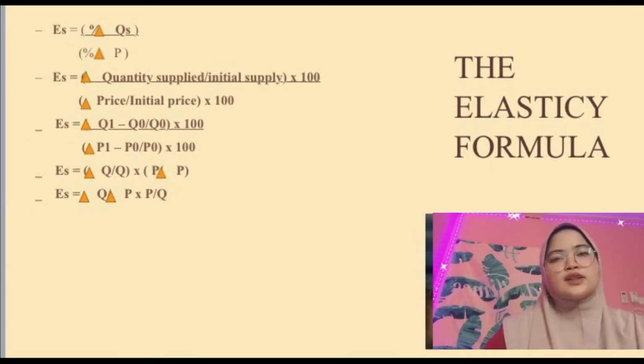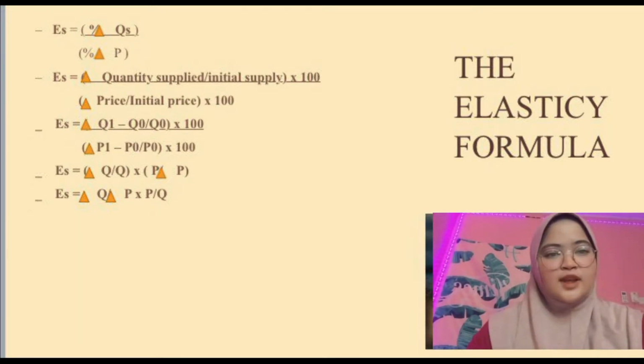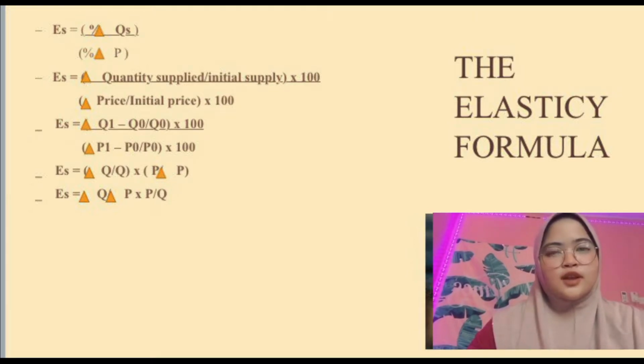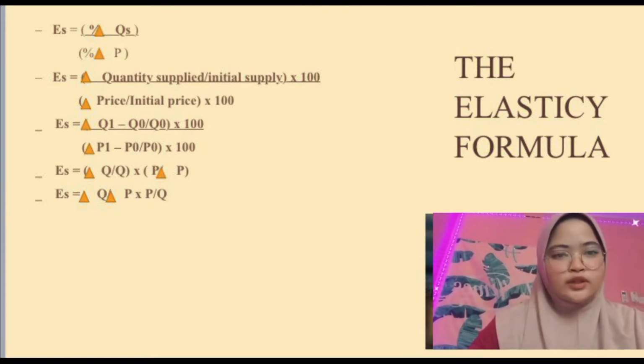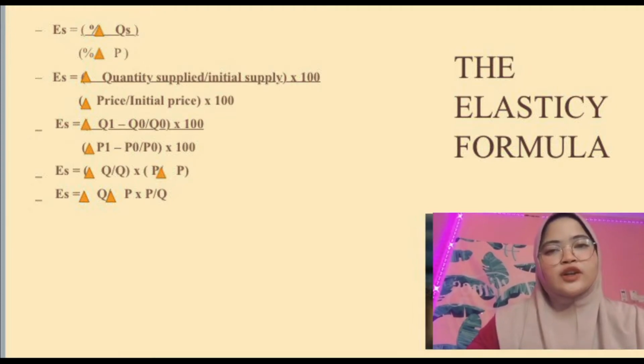Next, ES equals change in quantity, Q1 minus Q0, divided by Q0 and multiplied by 100, also divided by change in price, P1 minus P0, divided by P0 multiplied by 100. The second last, ES equals change in quantity divided by quantity, multiplied by price divided by change in quantity. The last one, ES equals change in quantity divided by change in price, multiplied by price divided by quantity.